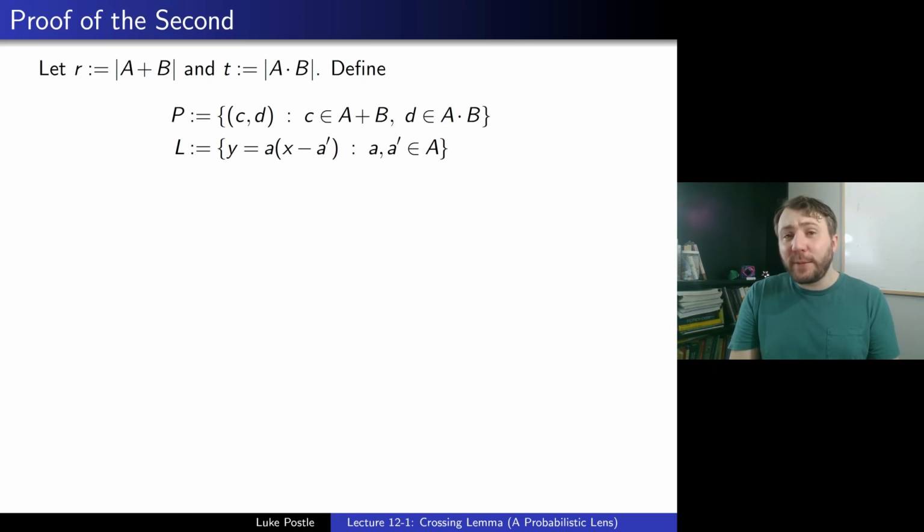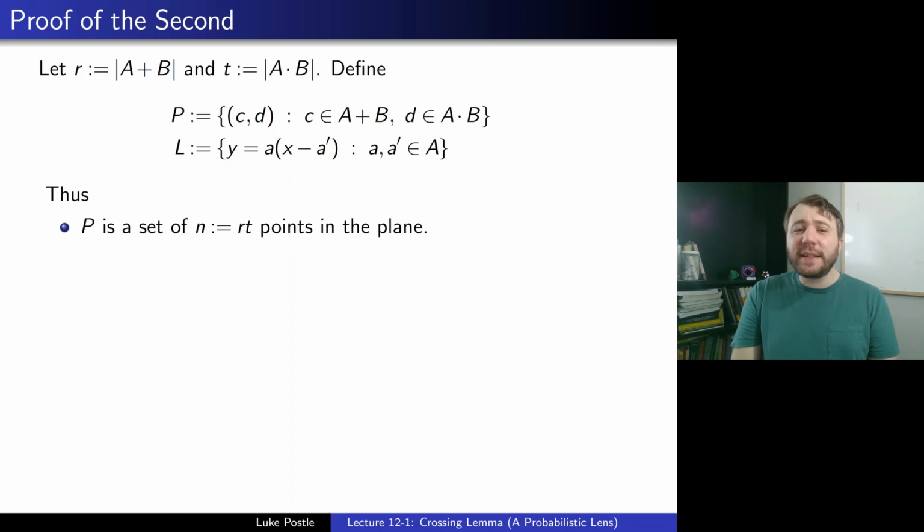And now I have to define points and lines. Here it's a bit trickier, but I'll define the points to be these pairs (c, d), where c is in the sum set, a plus b, and d is in the product set, a times b. And now the lines will be y equals a times (x minus a prime), where a and a prime are both in A. So we're somehow going to use the lines coming only from A.